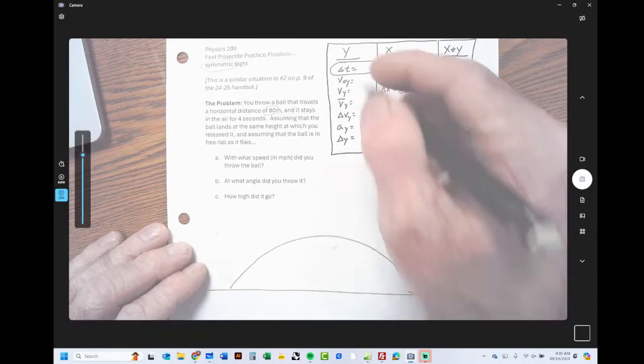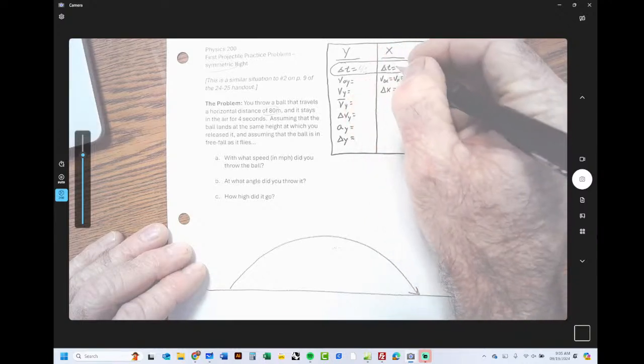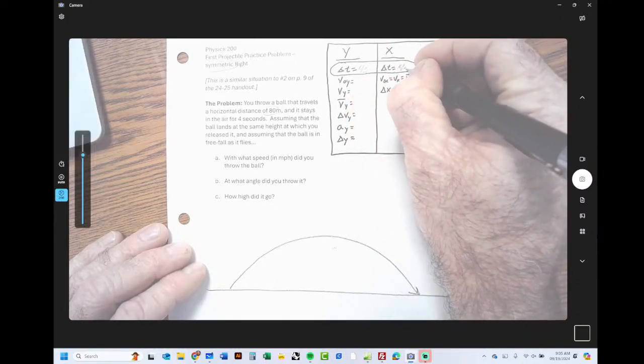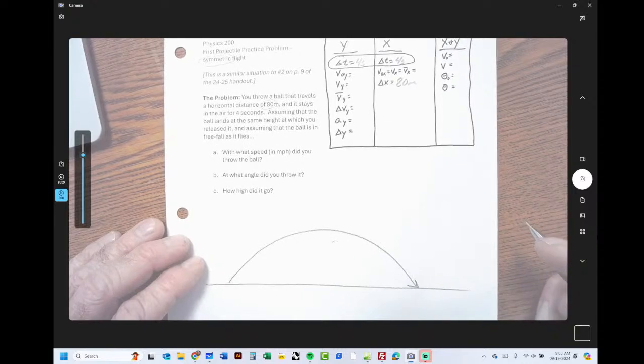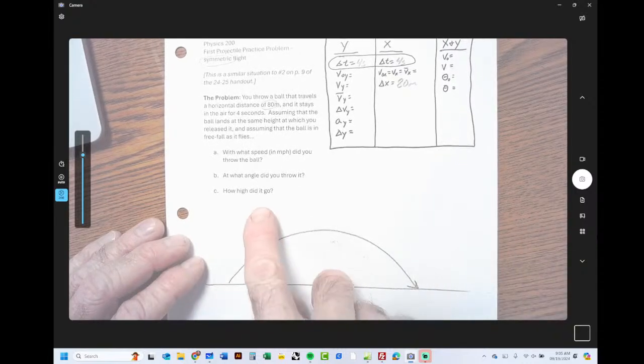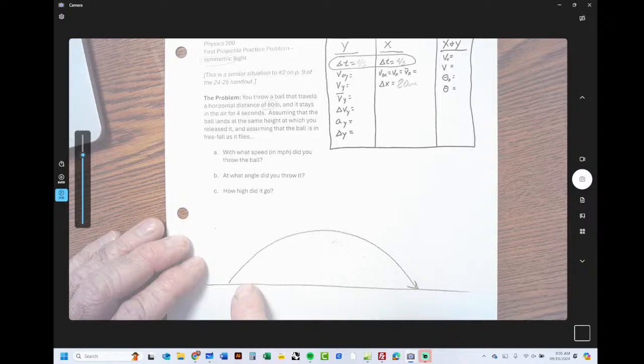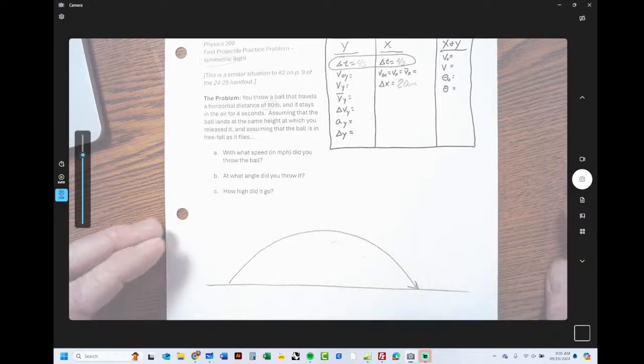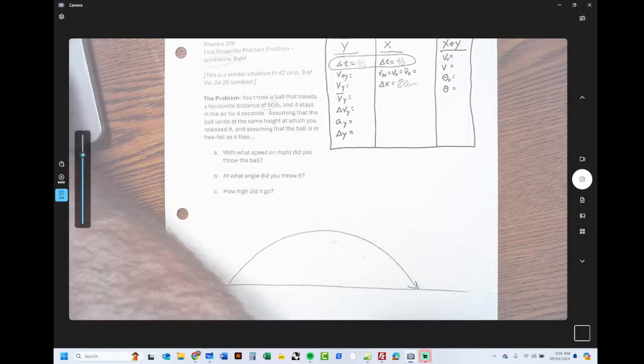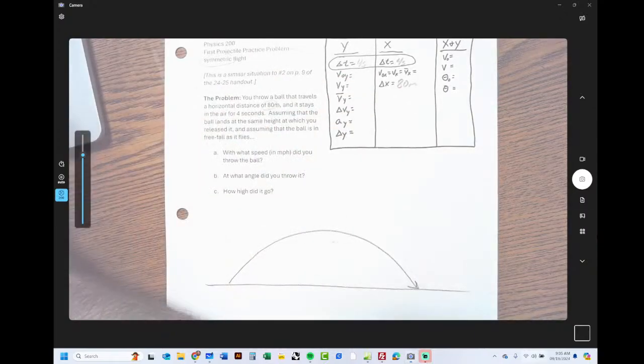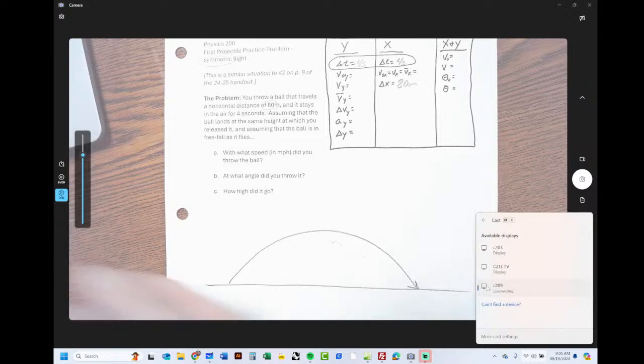Time, 4 seconds. Now, as you know, you can be creative with this, and if it's helpful, and it might be in just a minute, like figuring out how high something goes, you don't want to use the total time. You want to use the time to get to the top, and we may come back and do that, but for now, let's just use the total time and see what we can figure out.